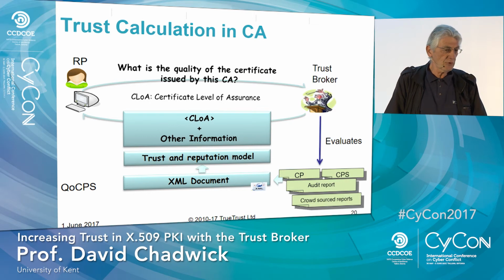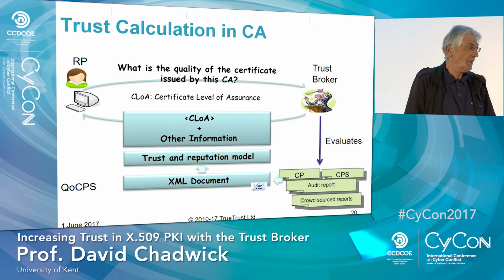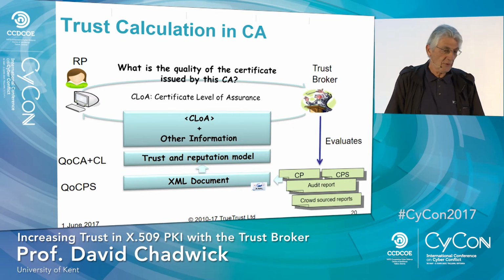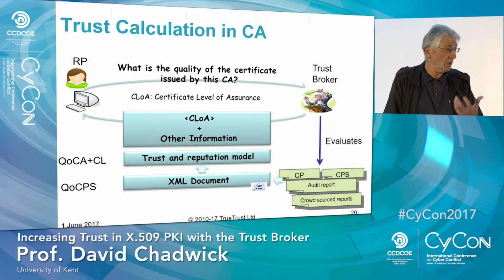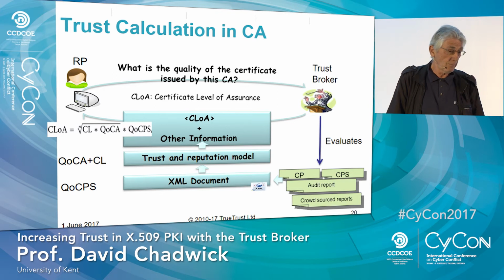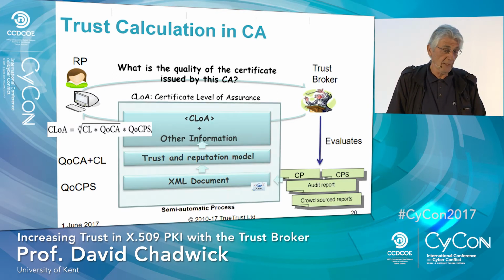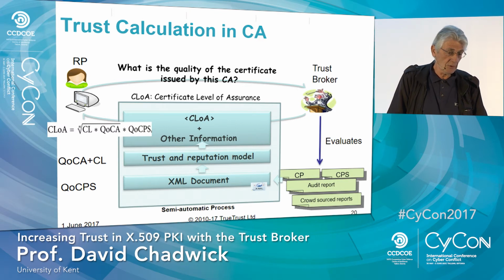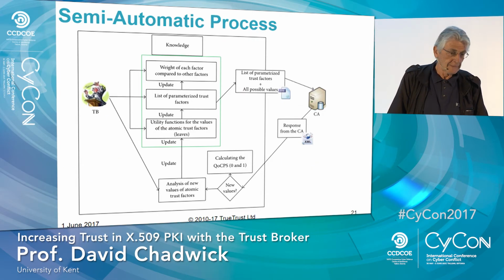And then you use the trust and reputation model from the crowdsourced information to say, and this is what it's actually doing in practice. And you combine them together, which is the quality of the CA in practice and the confidence level that the trust broker has in it. And then you produce this quality assurance metric that you pass back to the relying party. I say all of that is semi-automatic in the software.